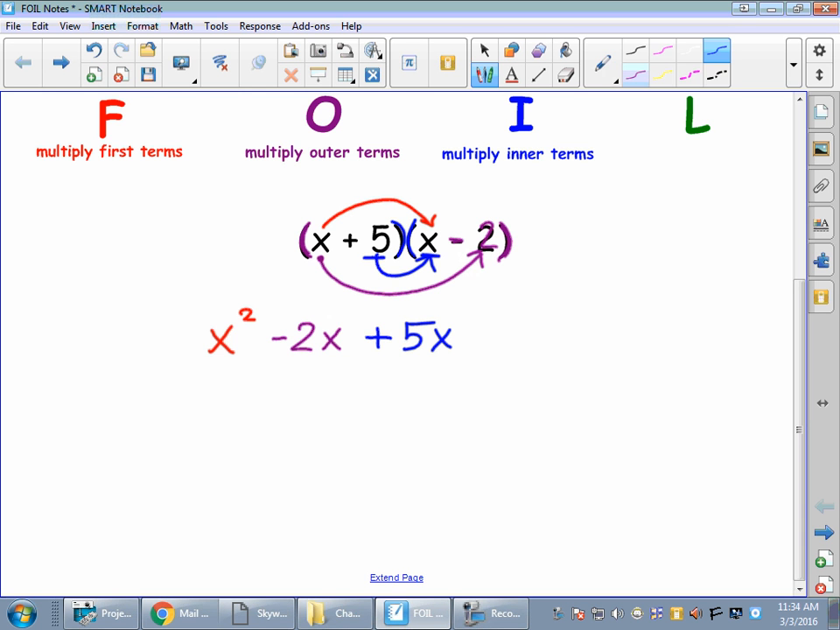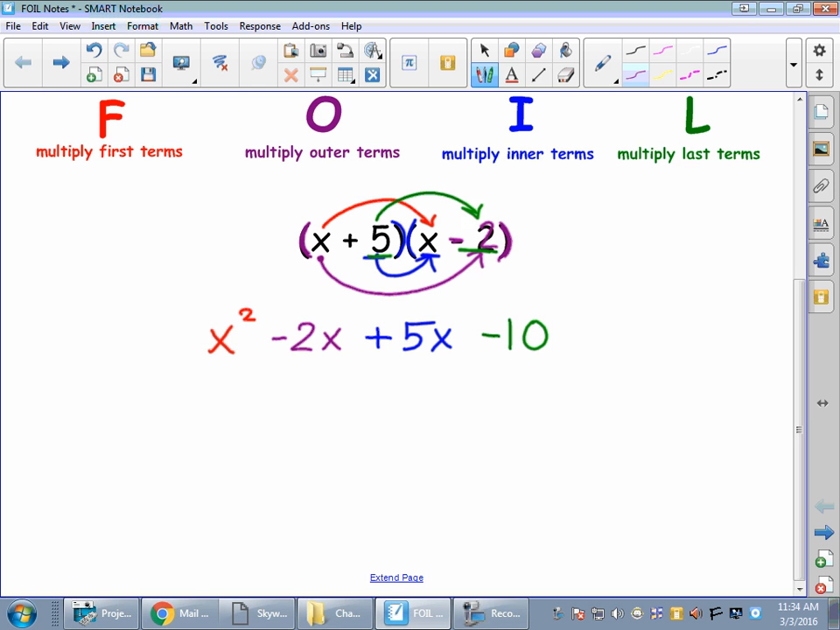And the L stands for last. You're going to multiply the last terms. If we multiply the first terms in the beginning, we're going to multiply the last terms in the end. And so the last terms are the last ones in each quantity. That would be this 5 and this negative 2. So 5 times negative 2, and that's negative 10. So I kind of color coordinated each of the quantities. I tried to use my arrows to color coordinate so you can make sense of the first, outer, inner, last.